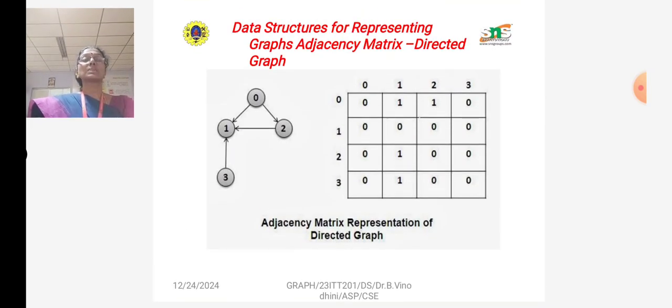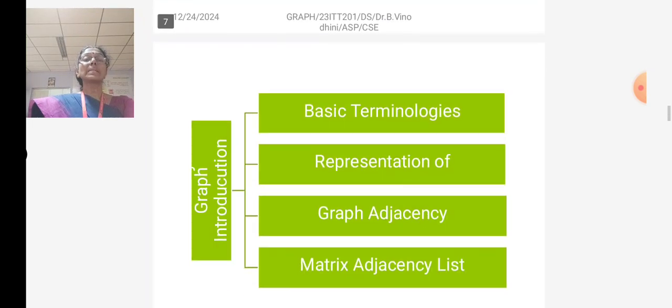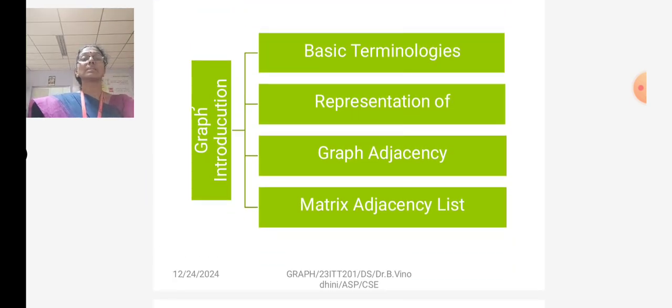So there are 2 types of representation of a graph: one is the adjacency matrix, and the other is the linked list adjacency list. I hope you understand how to represent any graph, whether it is an undirected or directed graph. You can represent it either as an adjacency matrix or an adjacency list.